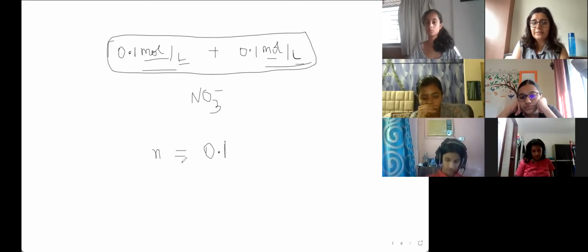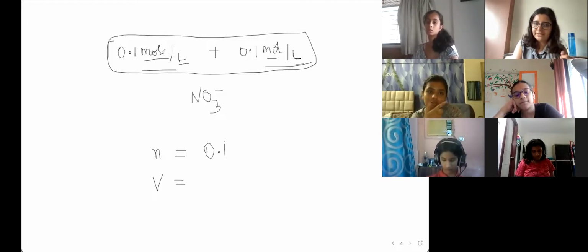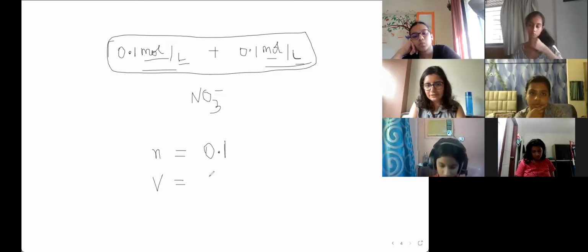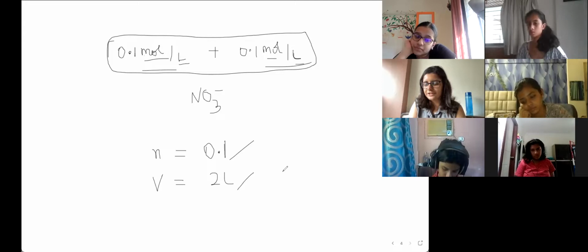Okay, mix करने के बाद total volume कितना है solution का मेरा? 2 liters. Because we took 1 liter of this plus 1 liter of this. So total 2 liters. So now I have number of moles and I have volume. So can you calculate the concentration?